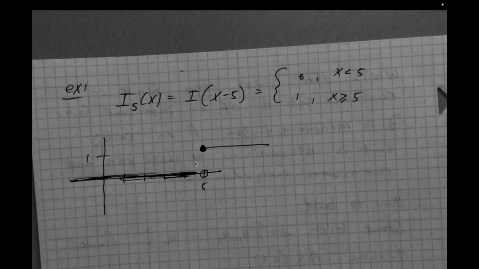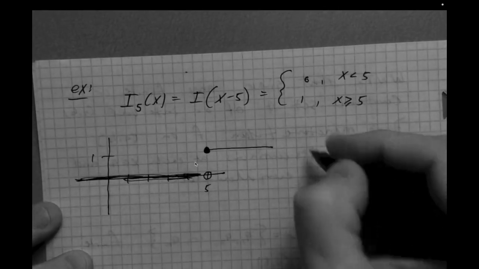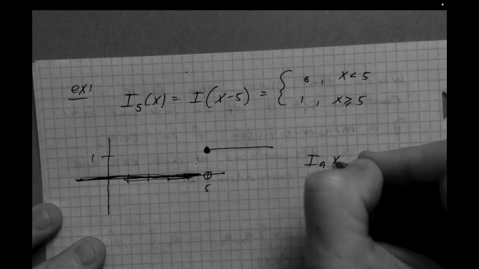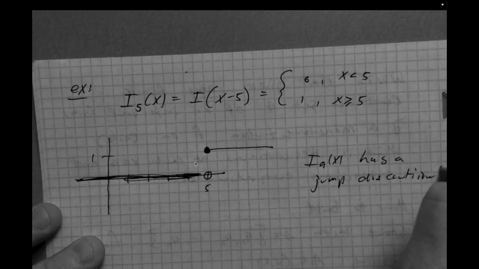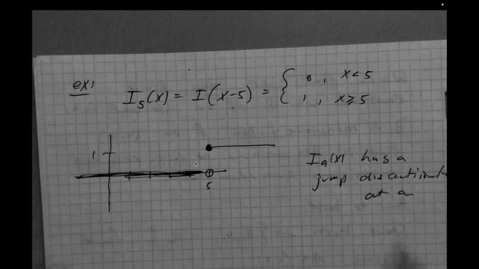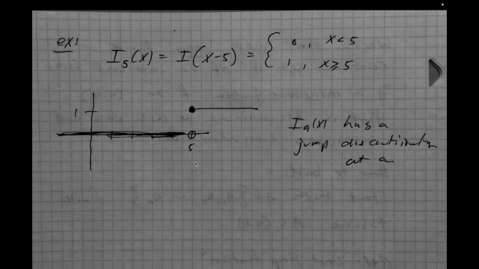Okay. So I sub a of x has a jump discontinuity at a. Okay. So very similar to I sub 0 or just I, except here we have a jump at a. Okay, so we've got this thing.